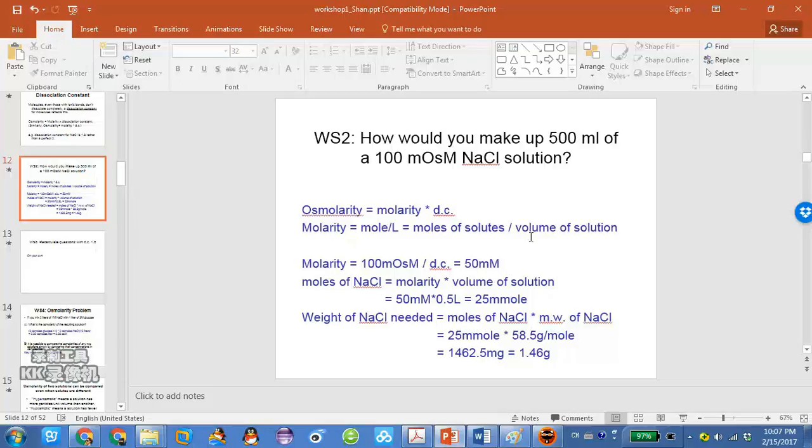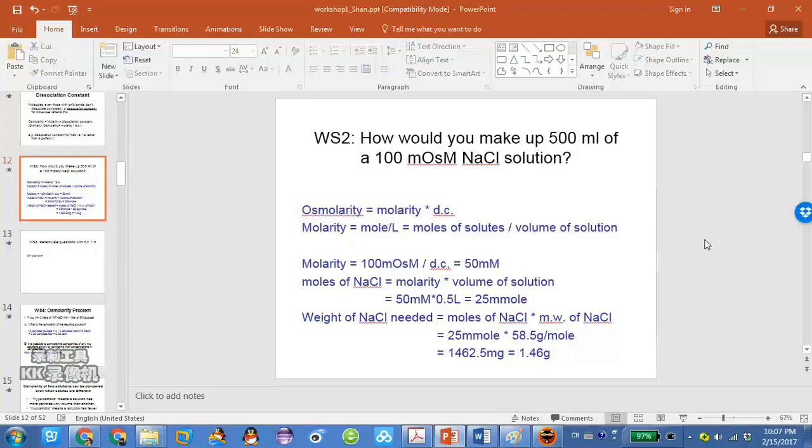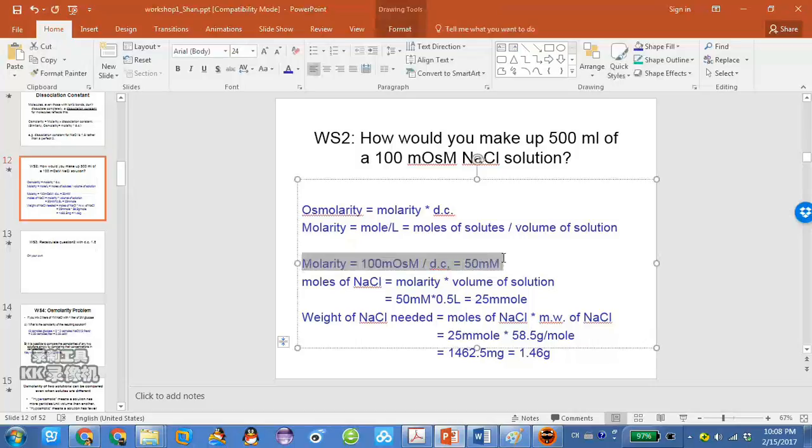The formula of osmolarity is osmolarity equals molarity times the dissociation constant of a solution. If we assume complete dissociation of NaCl in this question, then the dissociation constant of NaCl should be 2. So we can have molarity of NaCl equals 100 milliosmolar divided by the dissociation constant, which is 2, and then we get 50 millimolar as the molarity of NaCl.